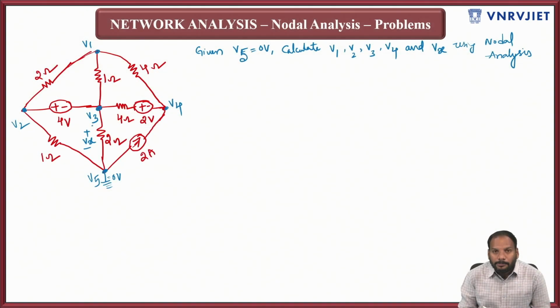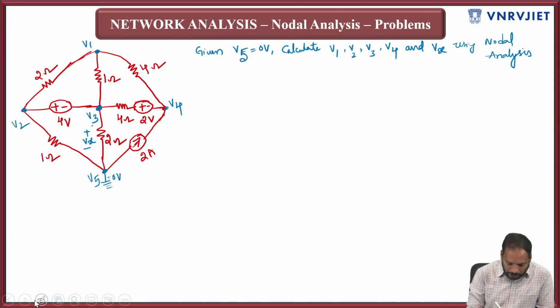So this is a typical problem given to calculate the nodal voltages. Already they were represented as V1, V2, V3, V4, and the node V5 is grounded. That is also given. So you need to calculate V1, V2, V3, V4 using nodal analysis, and you need to calculate Vx, that is the voltage drop across the 2 ohm resistor. That is what you need to calculate now.